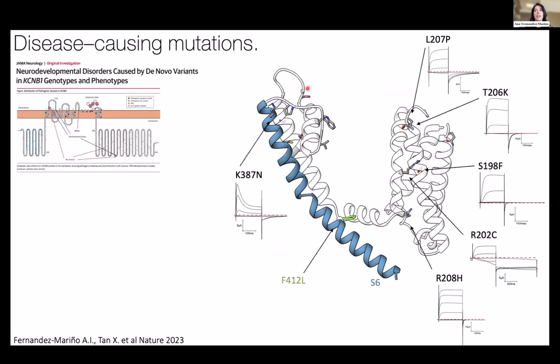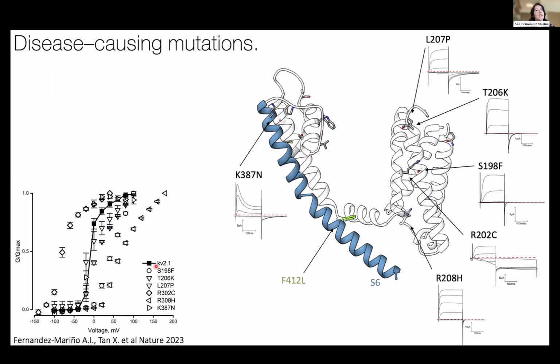So what you're looking at here is the structure of a monomer, with the voltage sensor domain here, this S4-S5 linker, and this will be the pore domain with the S6 helix highlighted in blue. So you can see different disease-causing mutations that I characterized and that are located all over the place. As you can see, they present gain of function, they present loss of function, they're all over the place. But the one that I want to talk about today, and that I'm going to focus on for the rest of this part of the talk, is this phenylalanine 412 to leucine that is located at the bottom of the S6 helix.